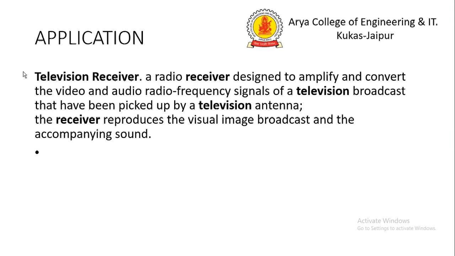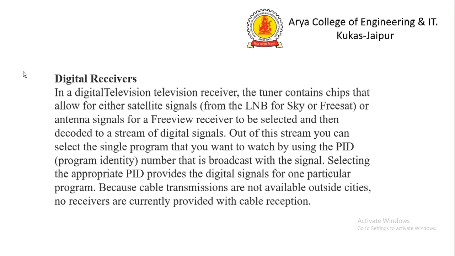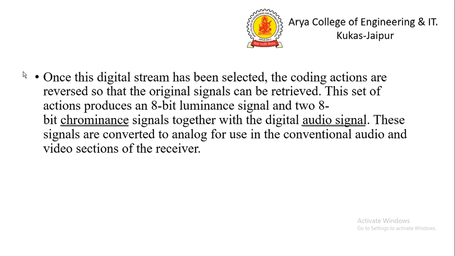Television receiver, a radio receiver designed to amplify and convert the video. Basically, the digital TV receiver receives the signal from the satellite and converts the video signal into picture formats and audio and sound formats. Once the digital stream has been selected, the coding actions are reversed so that the original signal can be recovered. Because in the receiver, modulation and demodulation processes are possible. In modulation, the signal can be transmitted over a high distance with a larger bandwidth, and demodulation is used to recover the original signal from the modulated signal.